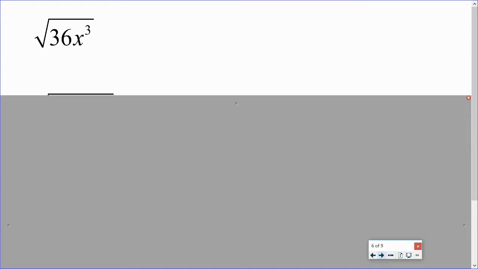All right, now let's introduce some variables with this. Anytime I see this regular square root, I want to take the biggest even number out. So start with the numbers. 36 is a perfect square, so that's good. This is an odd exponent, so I need to take as many out as I can, but unfortunately I'm going to leave 1. So if I take x squared and I leave x to the first, notice that these two exponents add up to make this one. All right, now the square root of 36 is 6.